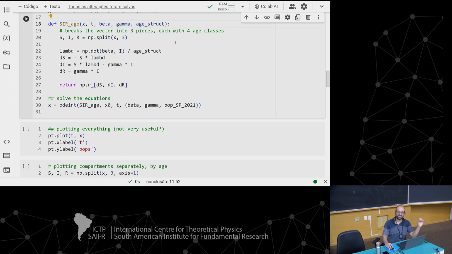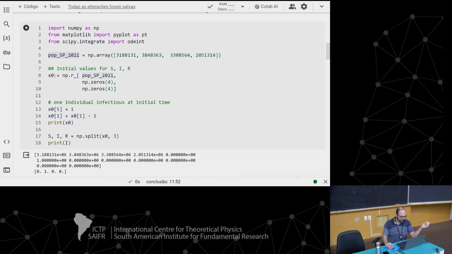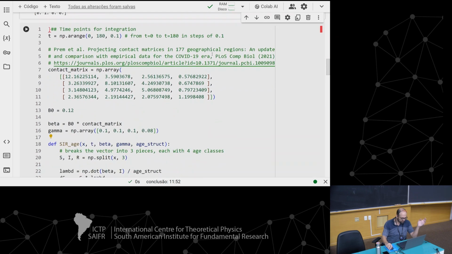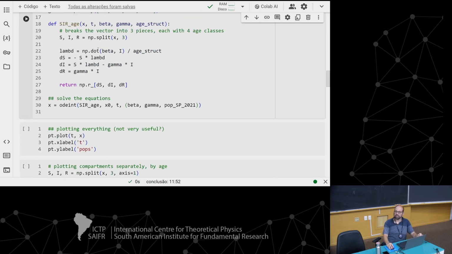You see that this exact same code works with any number of age groups. What do I have to change? I have to change the initial condition. I have to change this population structure here, which should have more age groups. And my contact matrix here should be n by n, so the number of age groups by the number of age groups. Other than that, the code itself is exactly the same. The part that solves the differential equation is exactly the same.